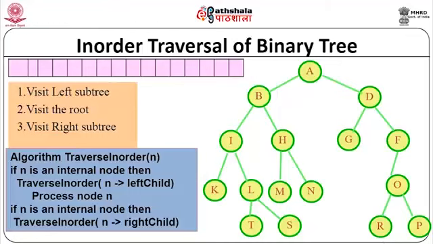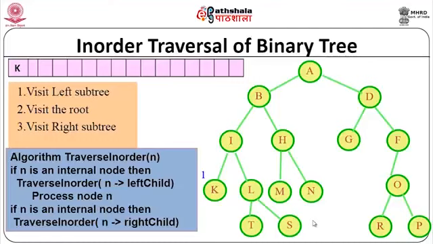So, we are going to do the in-order traversals. When we are doing the in-order traversal of a binary tree, we have to visit the left subtree first, then process the node, and then visit the right subtree. The algorithm is: if n is an internal node, traverse in-order the left subtree, process the node n, and then traverse the right subtree. So, I should not process A first; I have to process A's left subtree, which is rooted at B. I have to process B's left subtree, rooted at I.